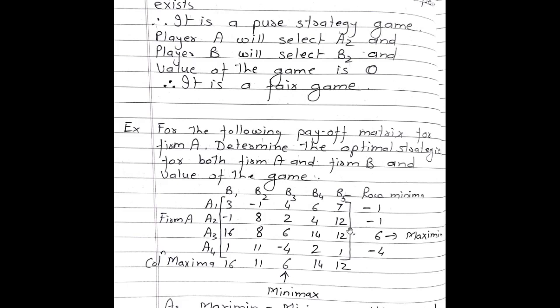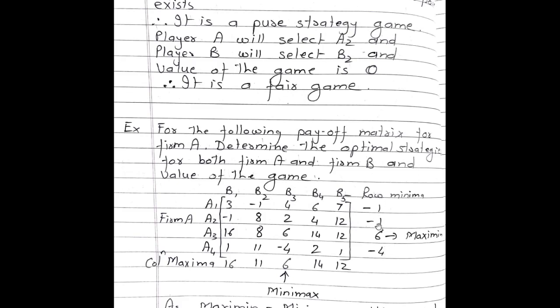So according to the steps given above, the very first step is to write row minima at the right hand side of the table. 3, -1, 4, 6, 7. The minimum element is minus 1. So we will write minus 1 in the row minima column. Second row, minus 1, 8, 2, 4, 12. Minimum element is minus 1. So we will write minus 1 in the row minima column. 16, 8, 6, 14, 12. Minimum element is 6. Last row, 1, 11, minus 4, 2, 1. Minimum element is minus 4.